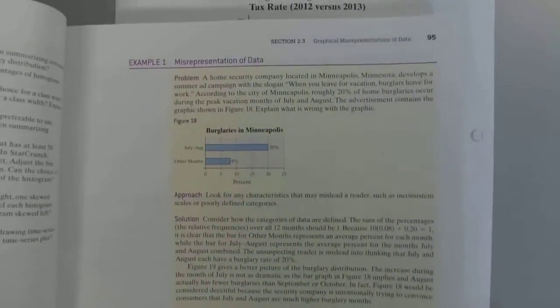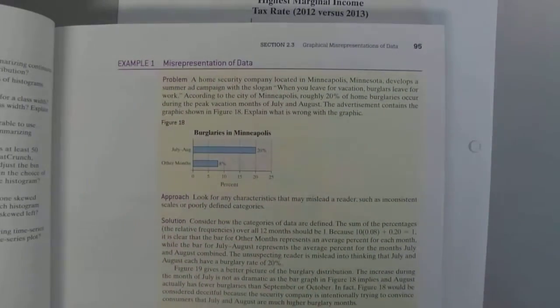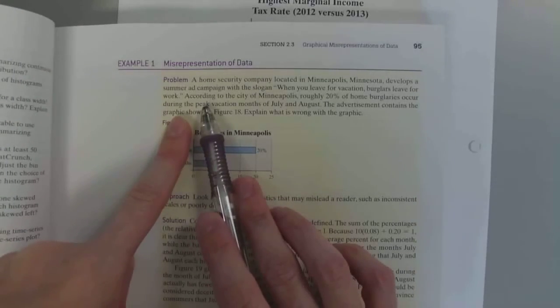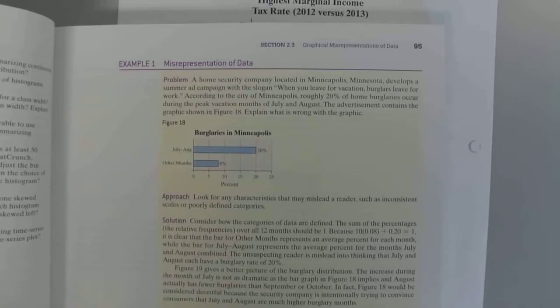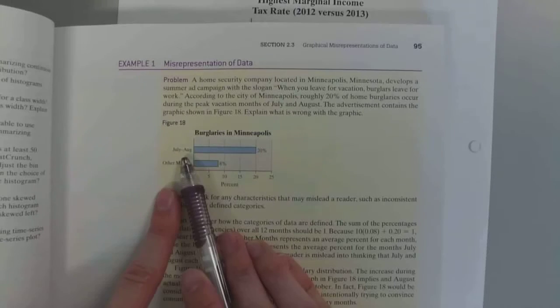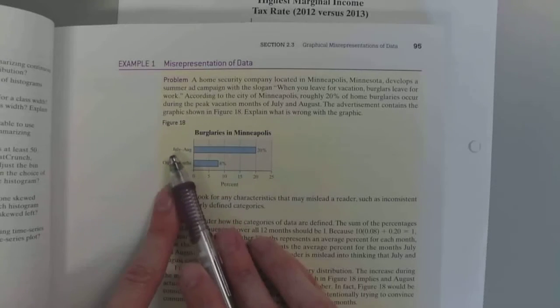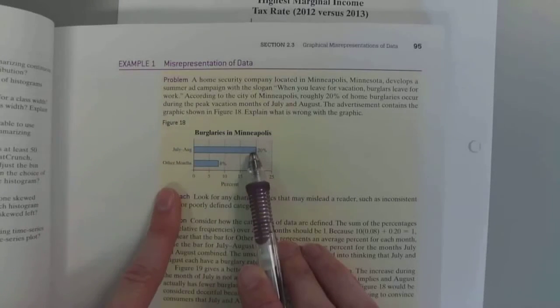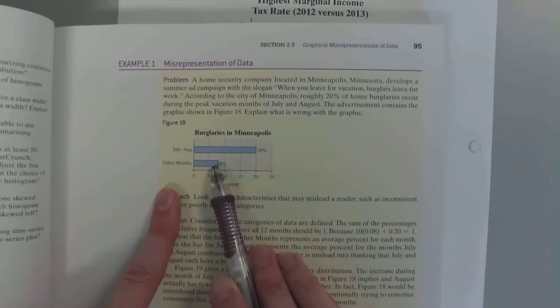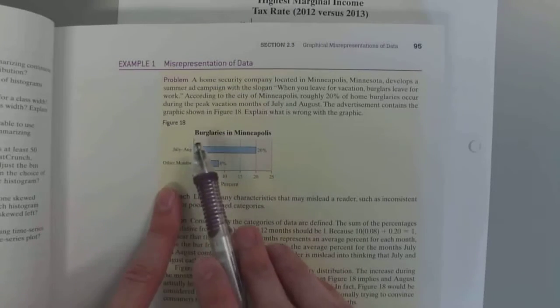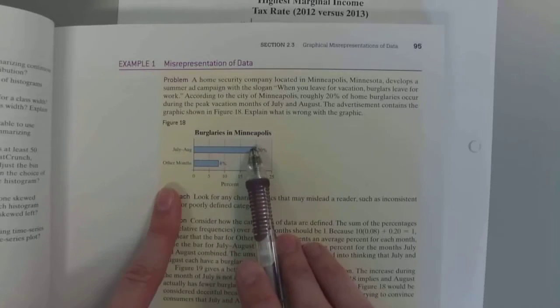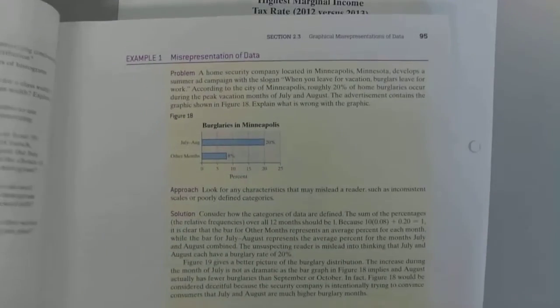So this is a home security company located in Minneapolis, and it wants to promote the summer ad campaign. When you leave for vacation, burglars leave for work. Oh, that's so clever. So anyway, they want to show you how bad these burglaries are in the summer months when you're on vacation. But what they did was they chunked July and August together. So all of July and all of August together add up to 20%, and every other month is just 8%. Why is that misleading? Well, are July and August individually 20%? No, that's a total.